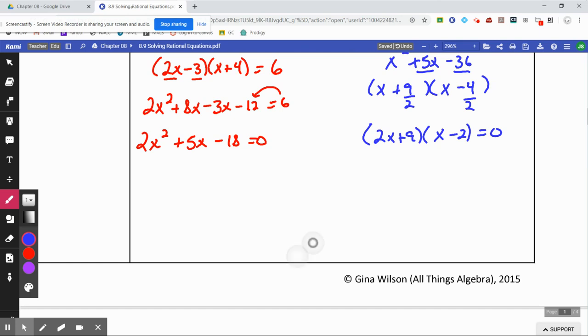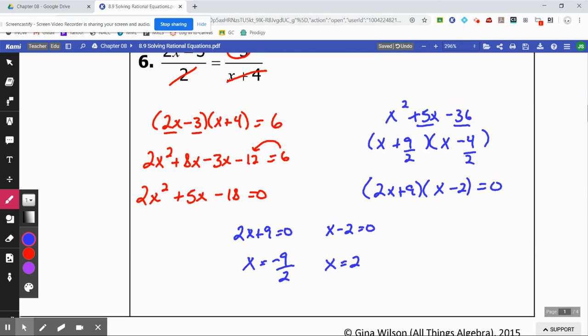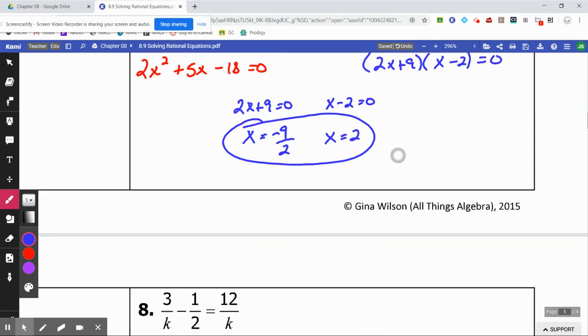Set each factor equal to 0, 2x plus 9 equals 0, or x minus 2 is equal to 0, which gives me, let's subtract 9 and divide by 2, or add 2, and there's our two solutions. The only restriction right here would be a -4, so both of those answers will be fine.